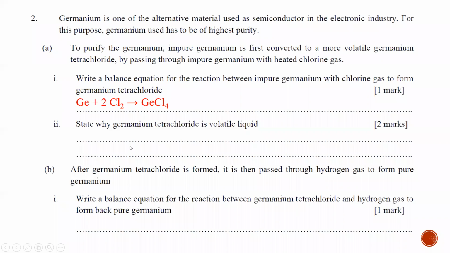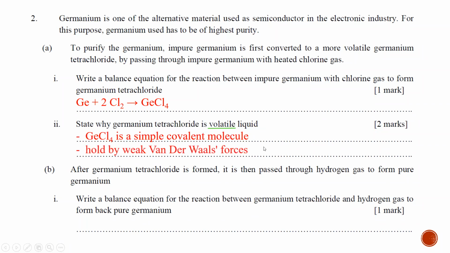And number 2, explain why germanium tetrachloride is a volatile liquid. Now, whenever they ask you why it is volatile, it must have something to do with the intermolecular forces. So whenever you answer this question, you must always mention that germanium tetrachloride is a simple covalent molecule held by weak van der Waals forces. So that is why it is volatile.